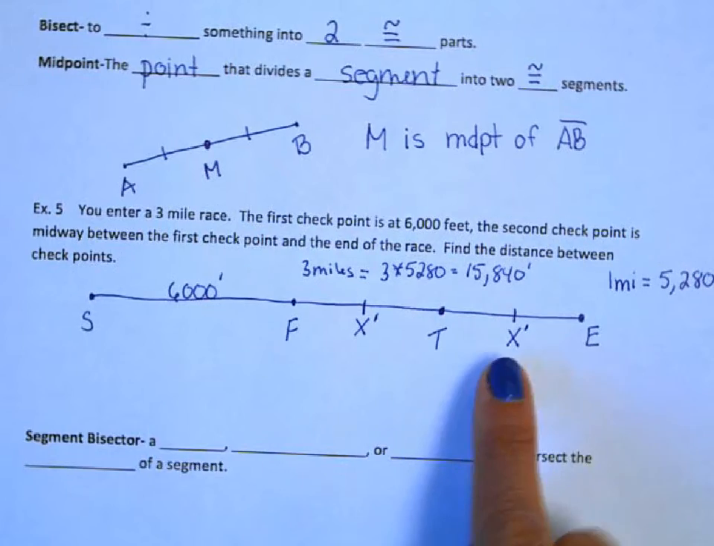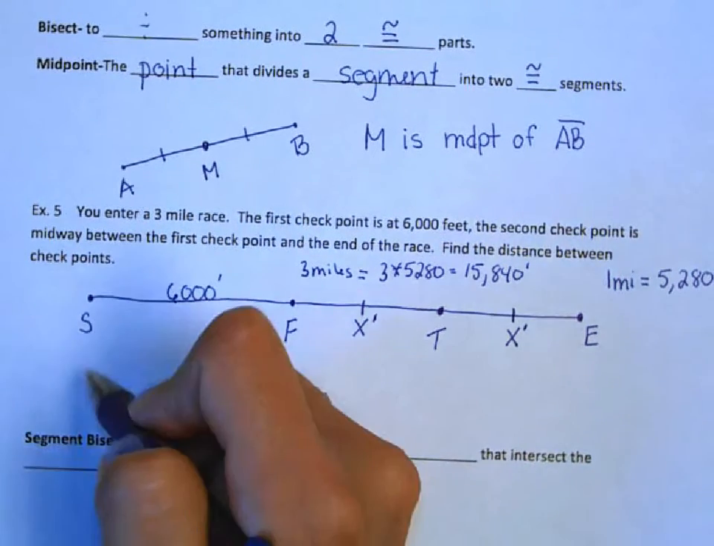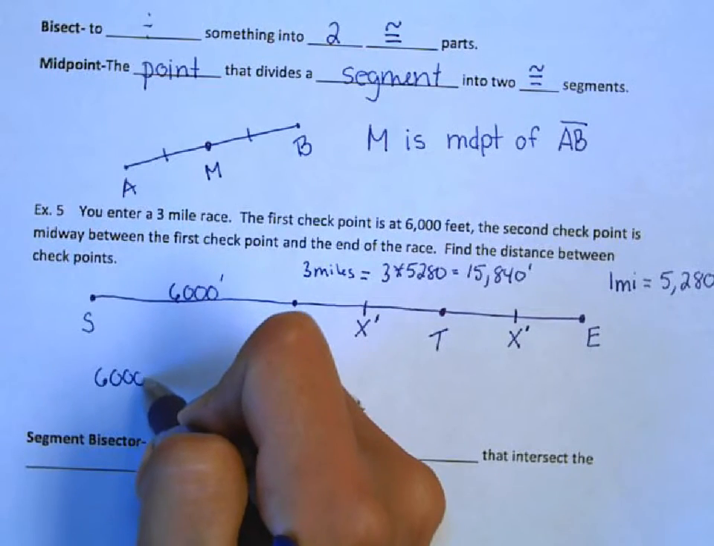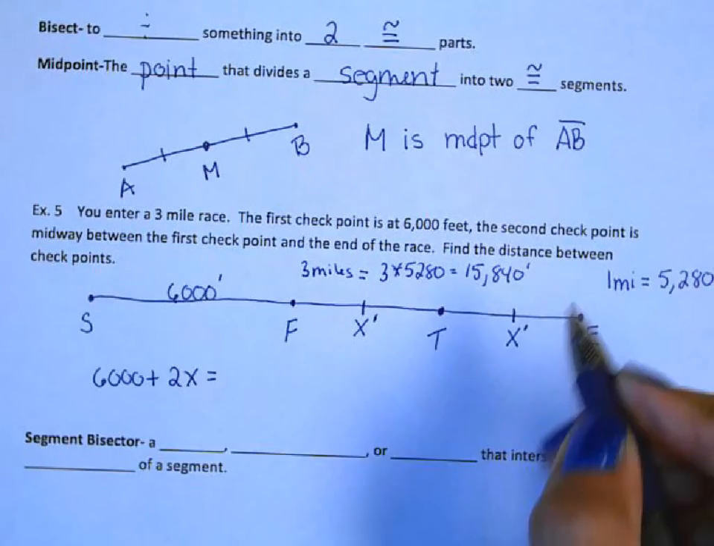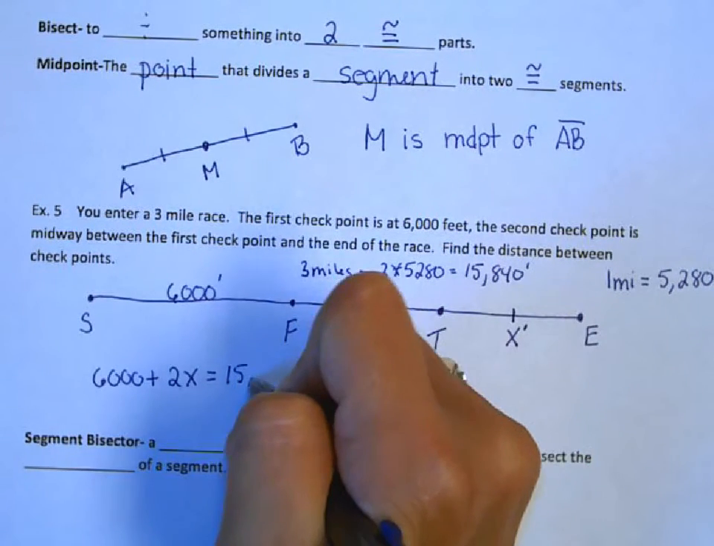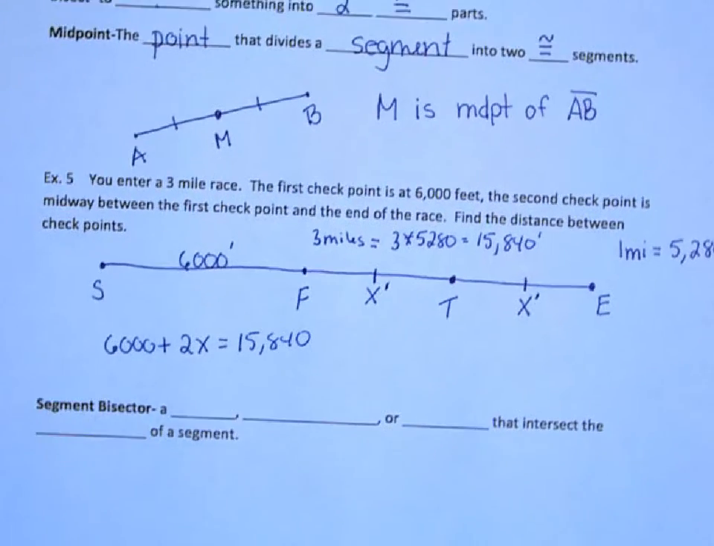So you're close, Alex. You've got to include this part too, because all 3 of these parts have to equal the race. So 6,000 plus 2 X's have to equal 15,840. And now we're back. Geometry's done. We're back to algebra.